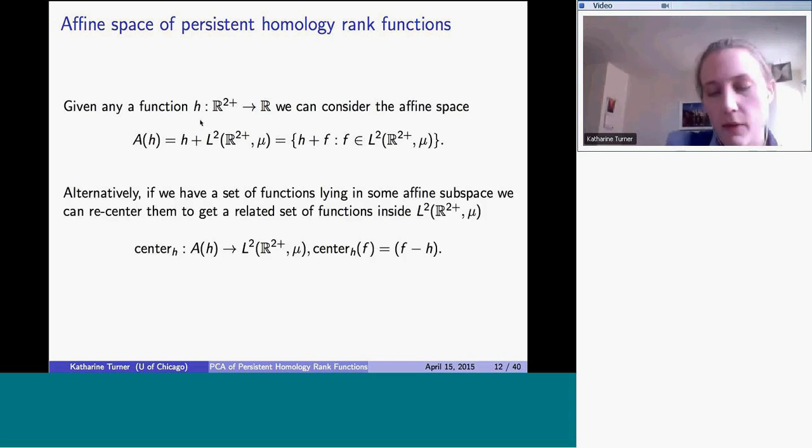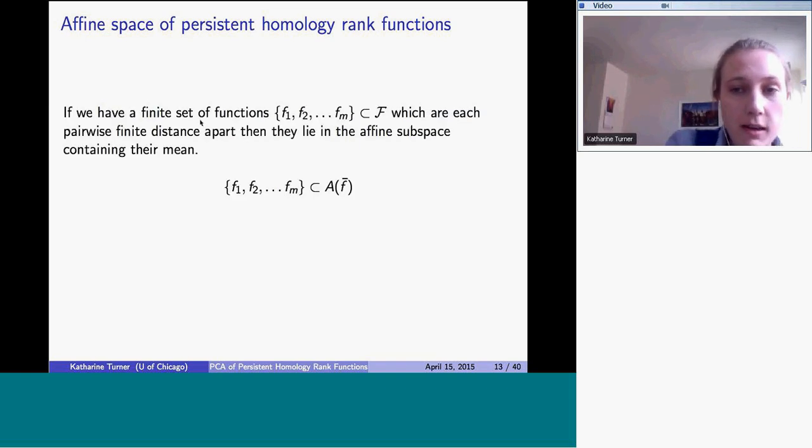Okay, so it's the sort of idea that we're going to use to say, right, suppose we have a set of functions that are lying in some affine space. Well, then we can just recenter them to then get a set of functions that's in L2. Similarly, what we're going to do is we're going to take the mean and then we're going to center using the mean.